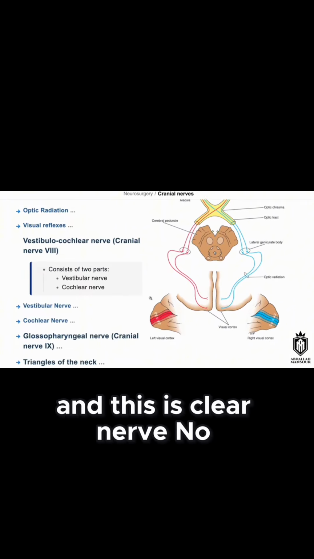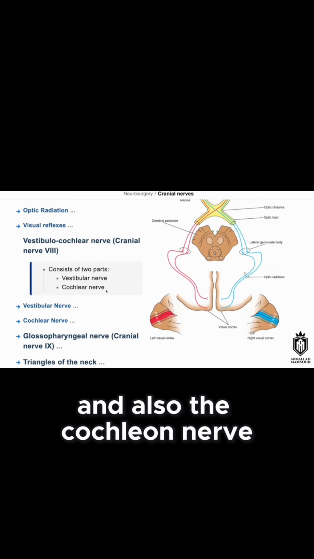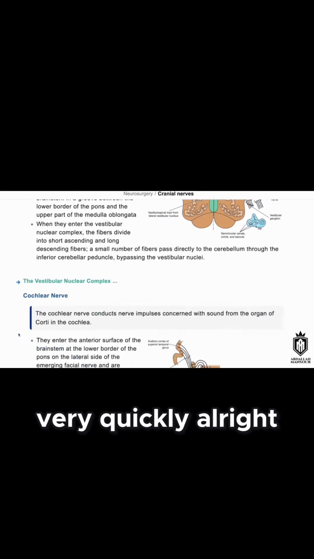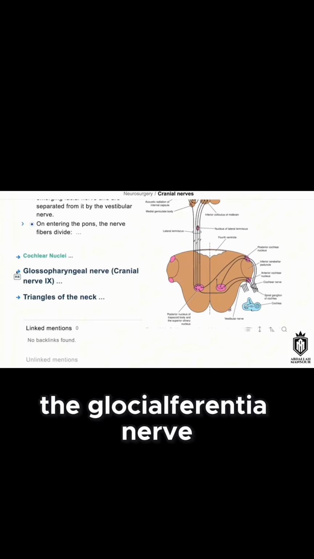This is cranial nerve number 8, and as you can see, it's formed of the vestibular nerve and also the cochlear nerve, and we're going to talk about each one of them very quickly. All right. And finally, we're going to end by talking about the glossopharyngeal nerve.